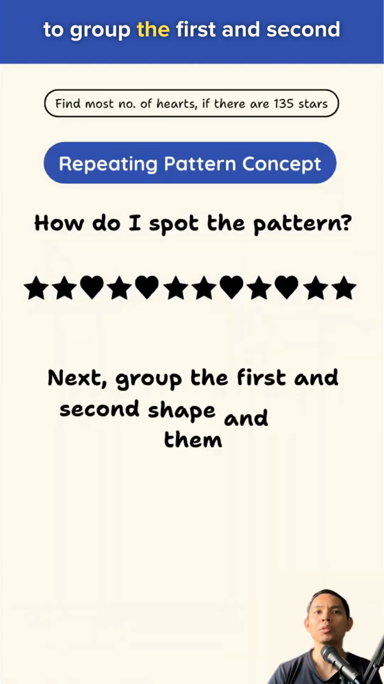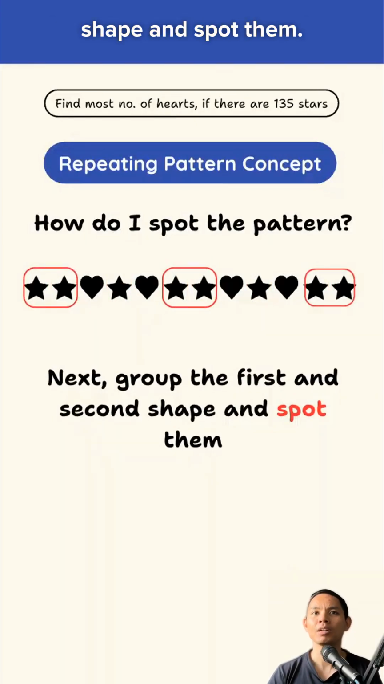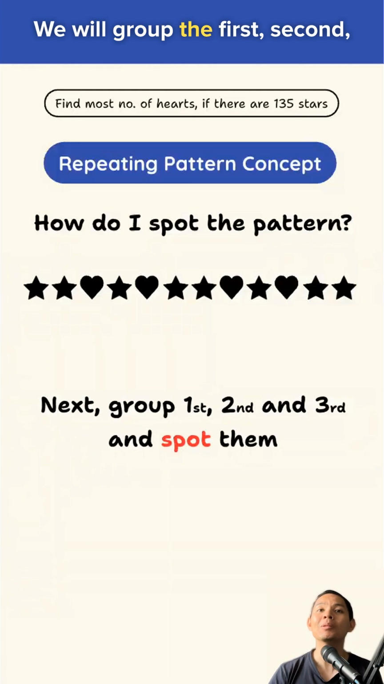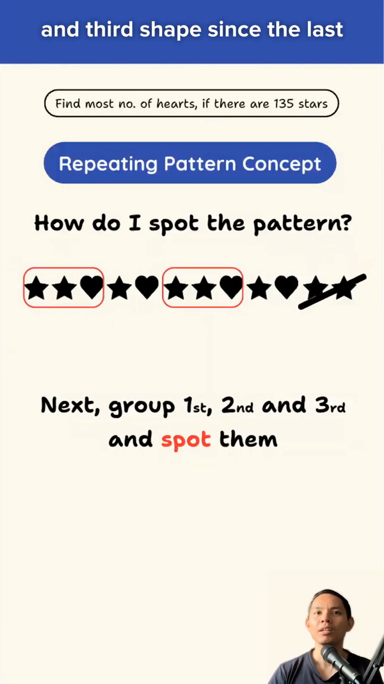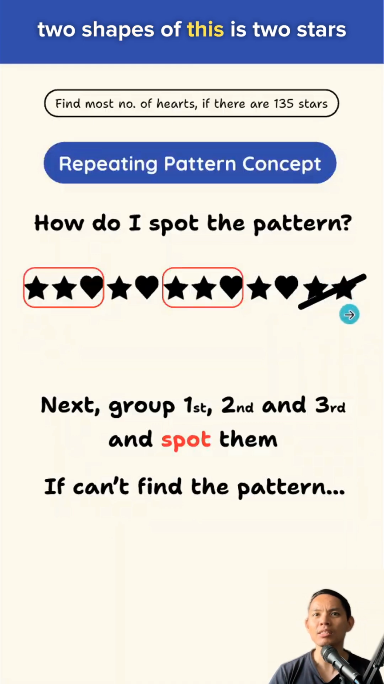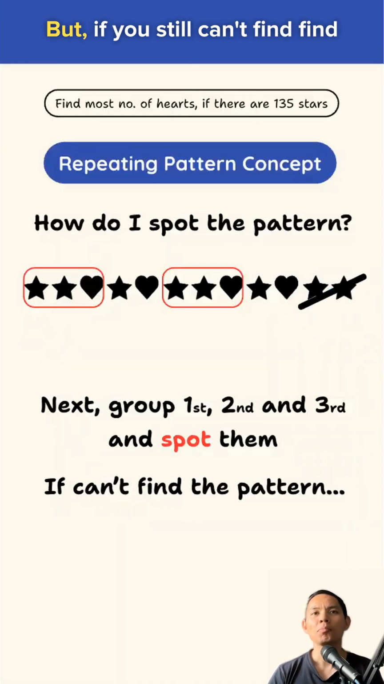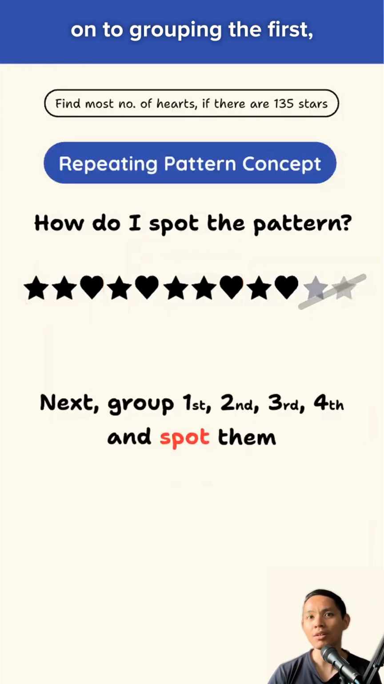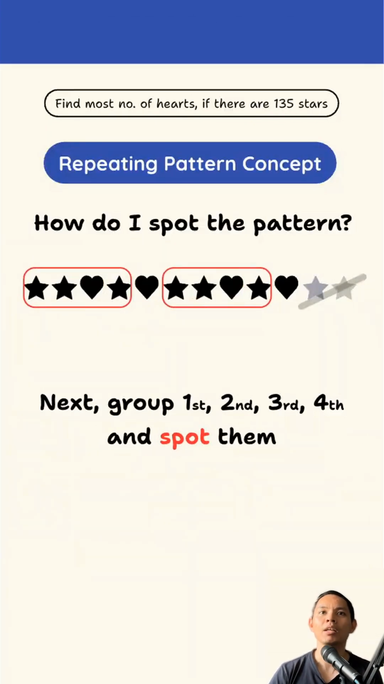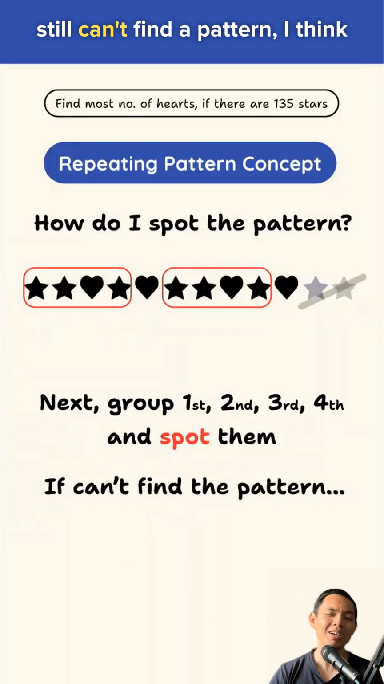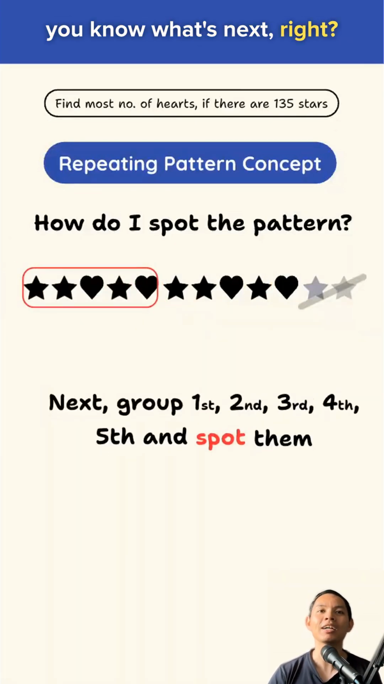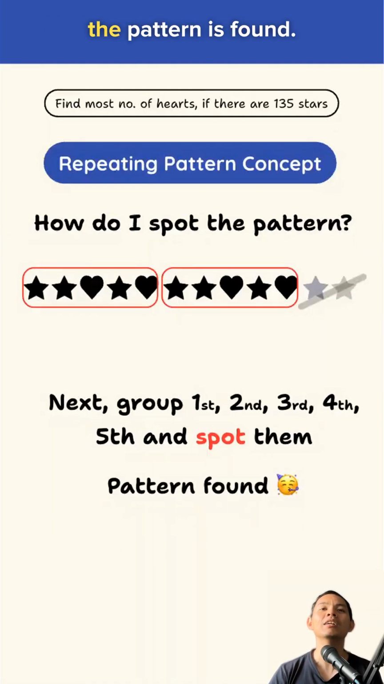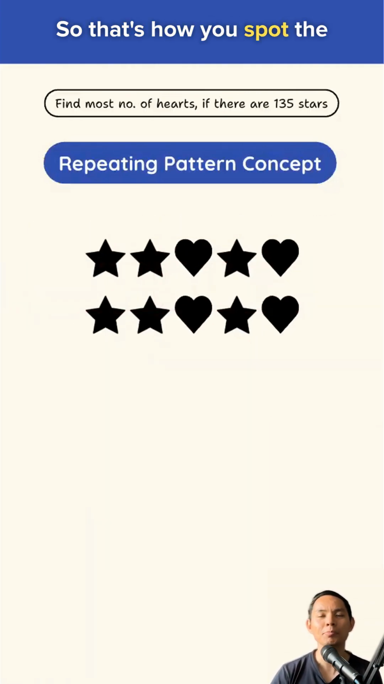Then the next thing is we want to group the first and second shapes and spot them. If you still can't find the pattern, then we group the first, second, and third shapes. Since the last two shapes are two stars, we will just cancel them. If you still can't find the pattern, we move on to grouping the first, second, third, and fourth and spot them. Since we are very close and still can't find the pattern, I think you know what's next. We group the first, second, third, fourth, and fifth and spot them. And we can see that the pattern is found. So that's how you spot the pattern.